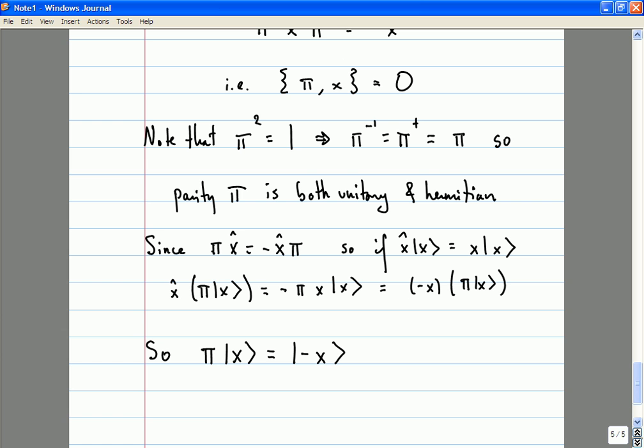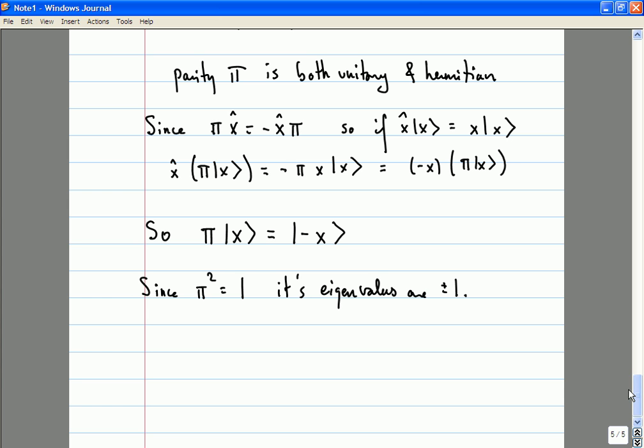Now, since pi squared is equal to 1, its eigenvalues are plus and minus 1. And since pi commutes with the Hamiltonian, pi and the Hamiltonian can be simultaneously diagonalized, meaning that all of the non-degenerate eigenstates of the Hamiltonian can be taken to have parity eigenvalue either plus or minus 1.